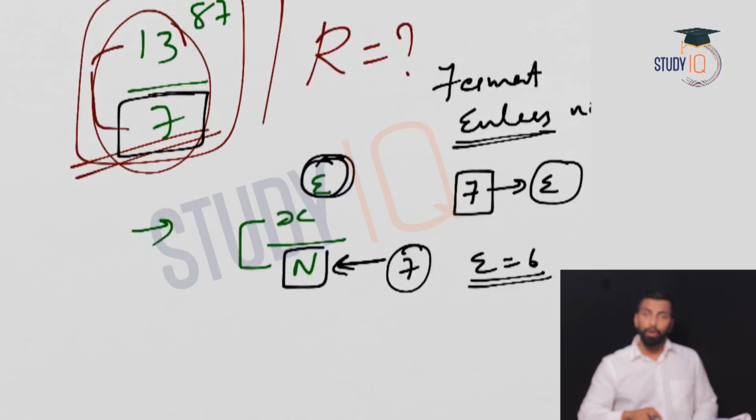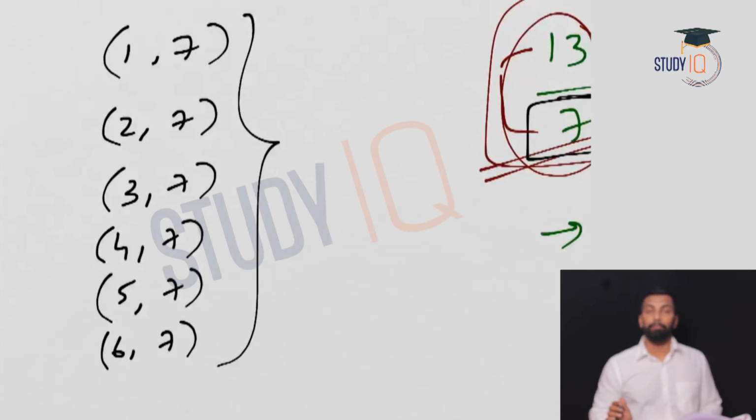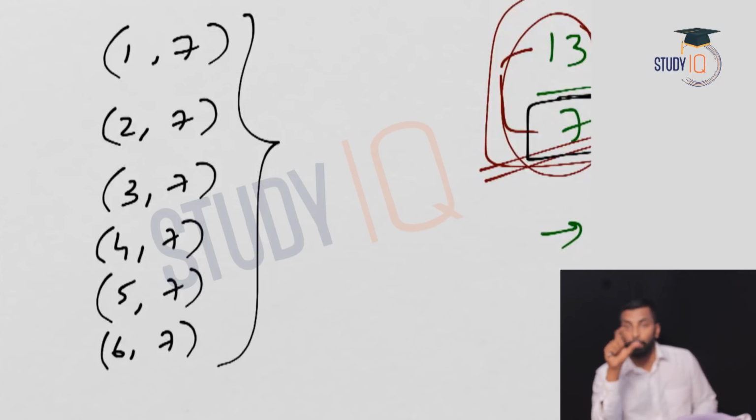Now, if I ask you, suppose the denominator was 9. So what is E of 9? Euler's number of 9. The logic is the number of numbers which are co-prime with 9 but less than 9. Okay, 9 and 11 are also co-prime, but that we don't take. Less than 9, how many numbers are co-prime with 9? That's what we are going to check.